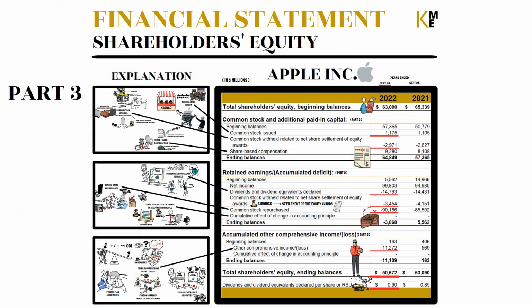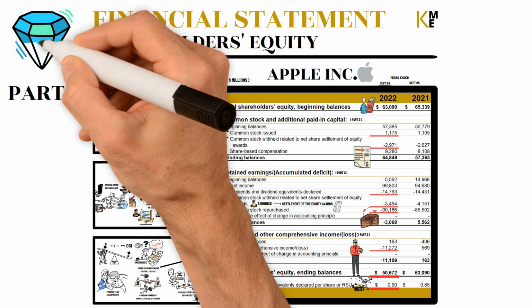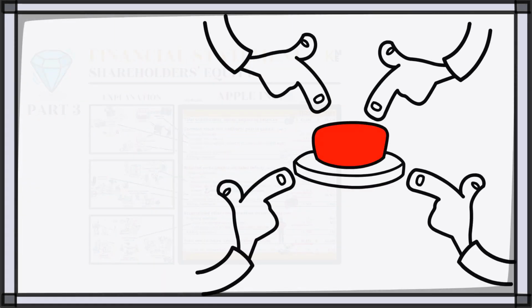This was the third part of a series examining and explaining the financial statement with Apple as a leading example.